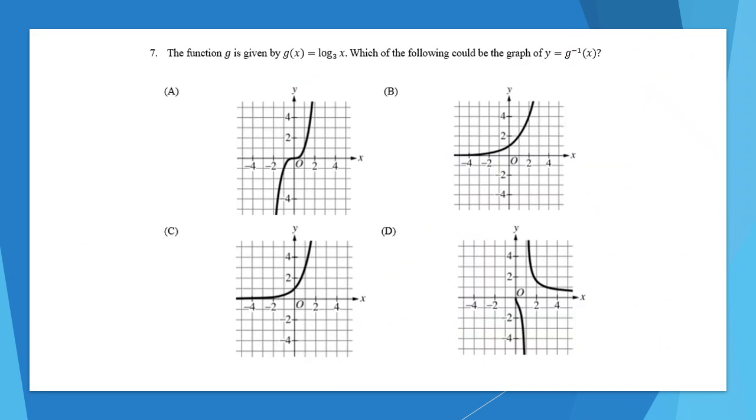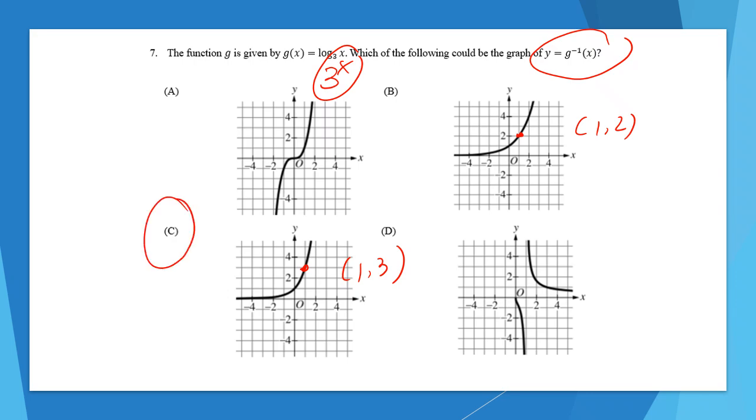Number 7, here we're given g of x is log base 3 of x. What is going to be the equation of the inverse? Here we know the inverse is 3 to the power of x, and so it's going to be exponential, so we can eliminate A and D. And then B or C, which one's correct, and what's honestly even the difference between the two? B runs through the point (1, 2), while C runs through the point (1, 3). And so when we're looking for 3 to the power of x, C is our correct answer, because when we plug in 1 for x here, we're going to get 3 as an output. So C is the correct answer for number 7.